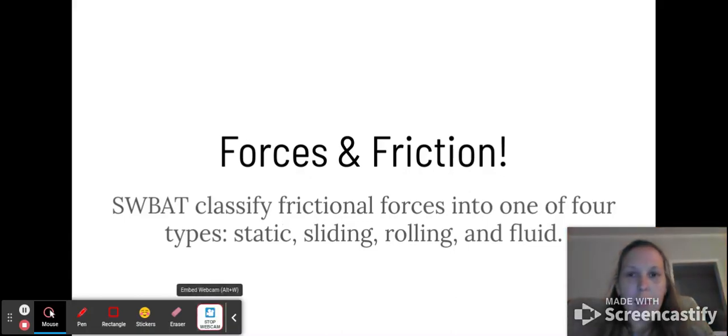Hey everybody, this is our lesson on forces and friction tonight. By the end of this lesson, you should be able to classify frictional forces into one of the four types that we'll look at, which are static, sliding, rolling, and fluid.